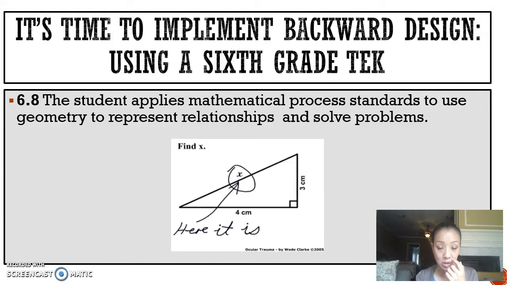And this is just a cute little picture that my son showed me. He's currently moving towards 6th grade. As you can see, it has the little X and it says find X, and here is X. Something that my son thought was funny.